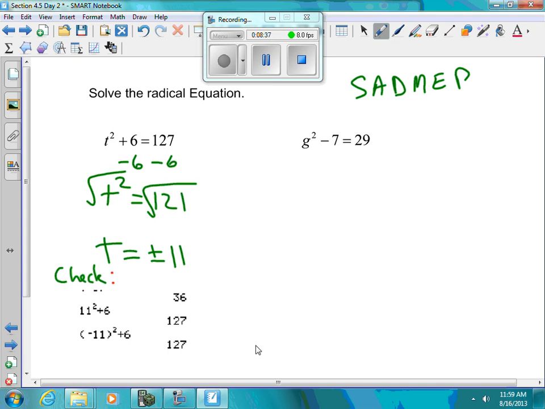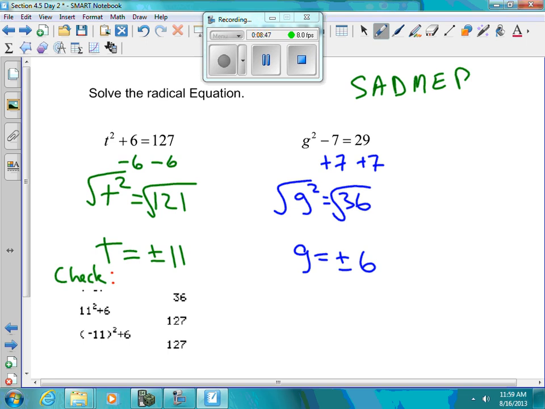Okay, this time we're subtracting 7, so we undo it by adding 7. G squared equals 36. Square root both sides. G equals plus or minus 6. Do the same thing, plug it in. 6 squared is 36, minus 7 is 29. Negative 6 times negative 6 is 36, minus 7 is 29. So please do that. I didn't plug it back in and check, but you would do the same thing we did over here to check plus or minus 11.